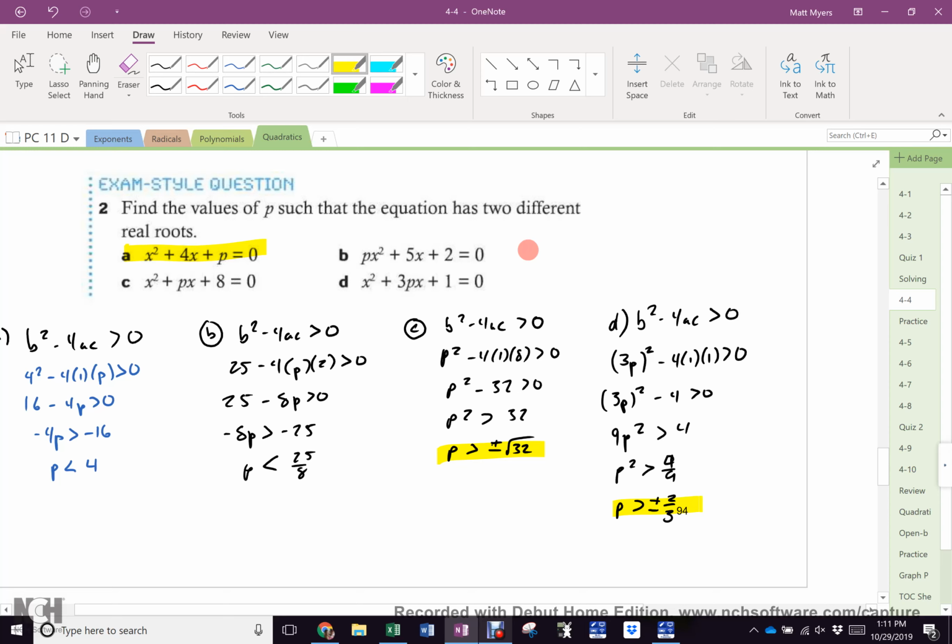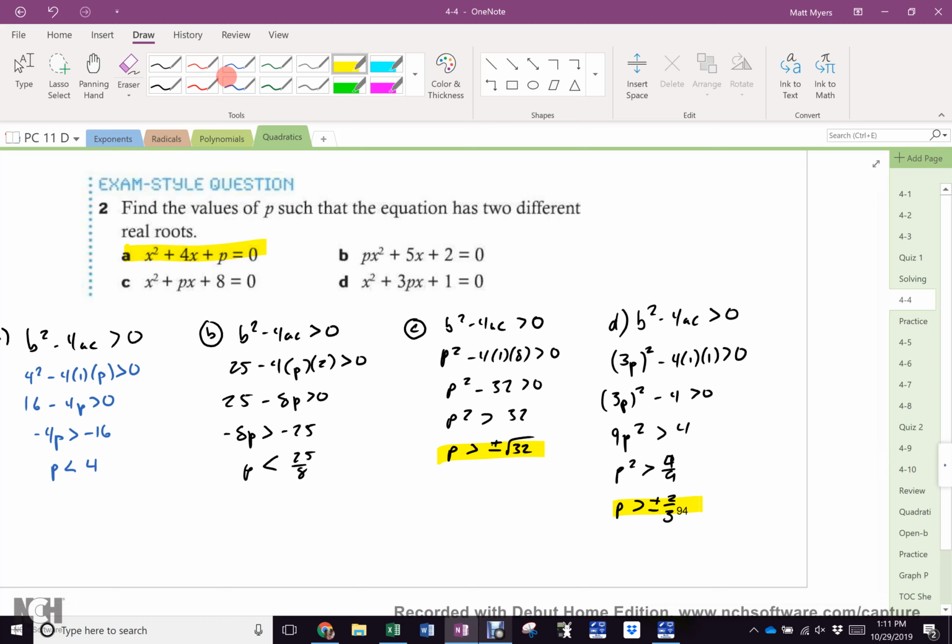If you just did the algebra, then you should end up right here, yes? P squared was greater than 32, so we square root both sides. P has to be greater than positive or minus square root of 32, yes? And if you do the algebra and you get to there, you shall be like, okay, I'm done. But that makes no sense, does it?